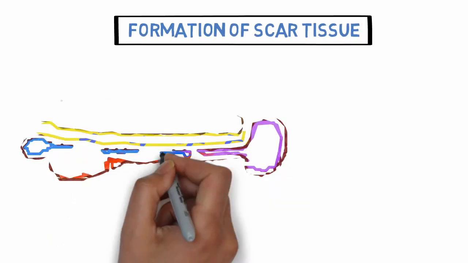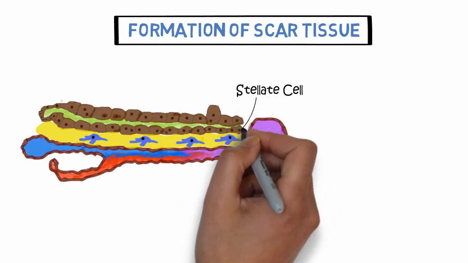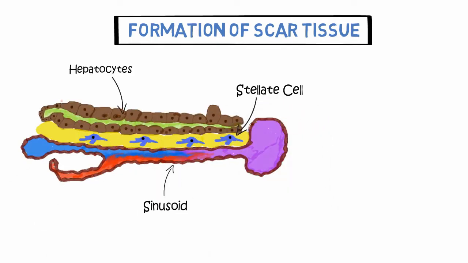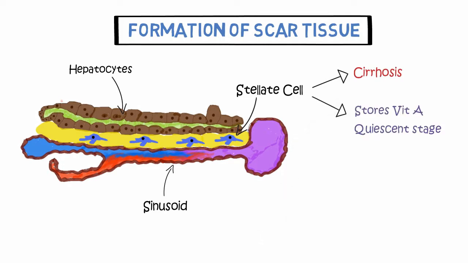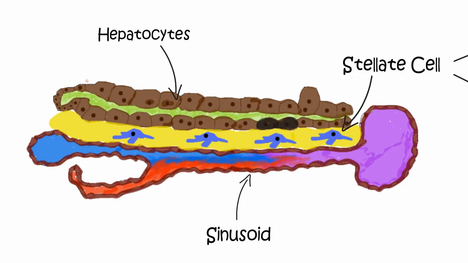Alright, so how is the scar tissue formed? A recent study shows that a special cell called the stellate cell, which lies in between the sinusoids and hepatocytes, that is in the perisinusoidal spaces, has a pivotal role in the development of cirrhosis. It normally stores vitamin A and stays in a quiescent, or sort of dormant, stage. When the hepatocytes are damaged, they release paracrine factors that activate the stellate cells. These activated stellate cells secrete TGF-beta, which leads to a fibrotic response and proliferation of connective tissue.